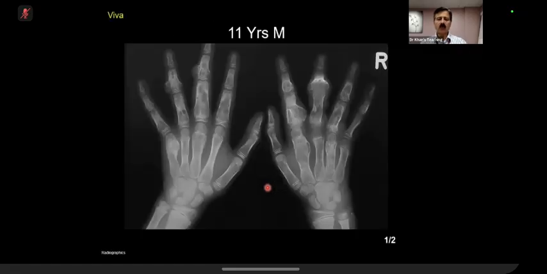Okay, this is a very, very good case, and a classical exam case. Over to you. So all of you should concentrate on this case.